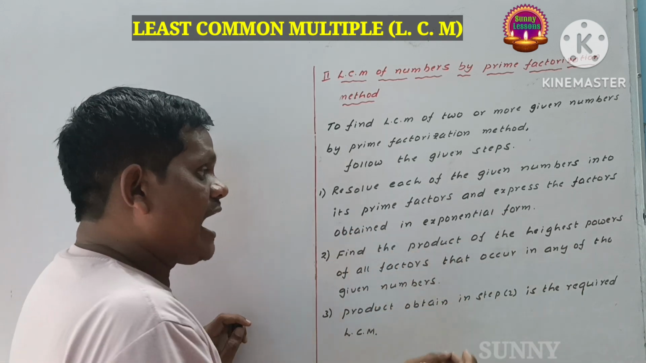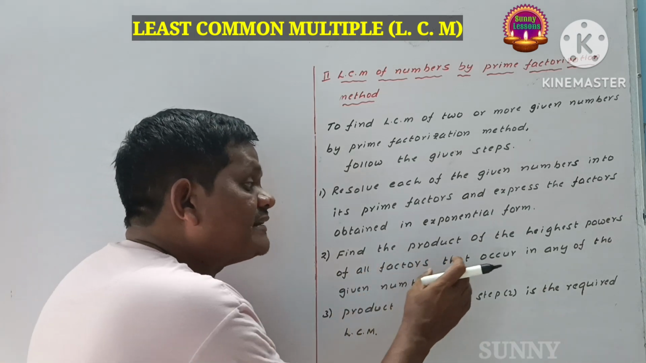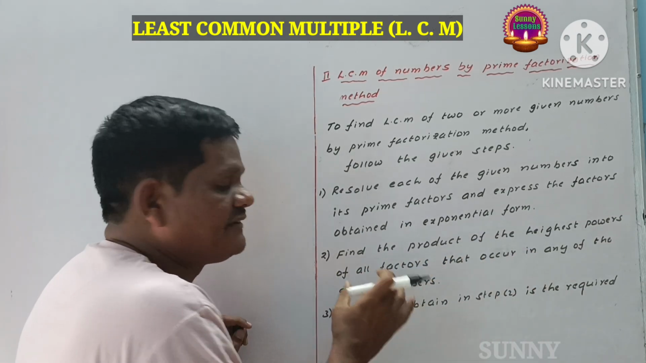Find the product of the highest powers of all factors that occur in any one of the given numbers.